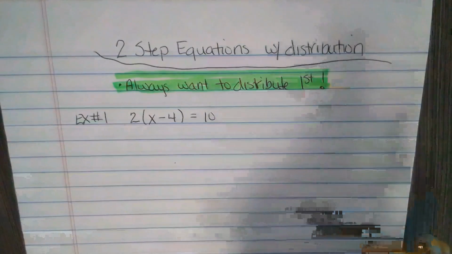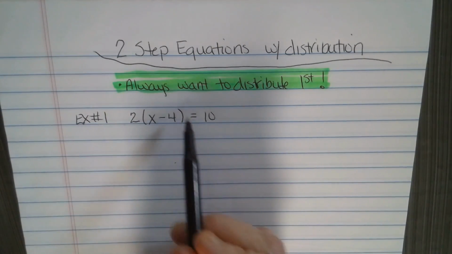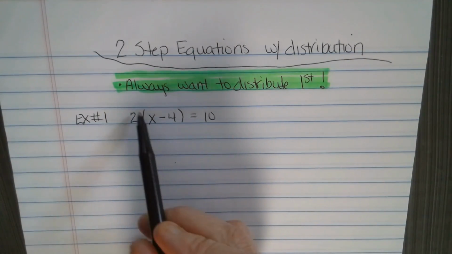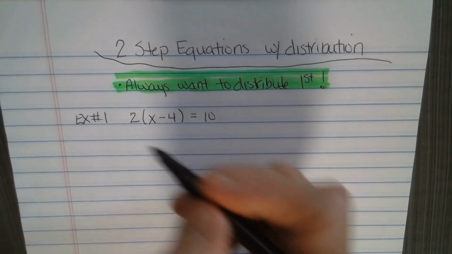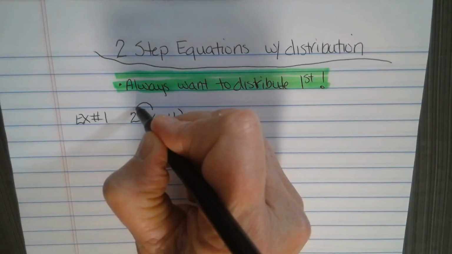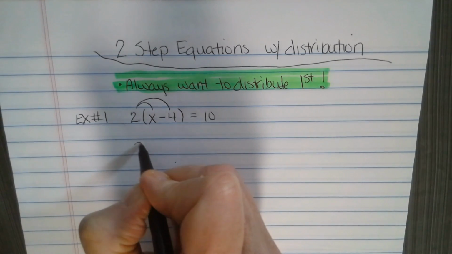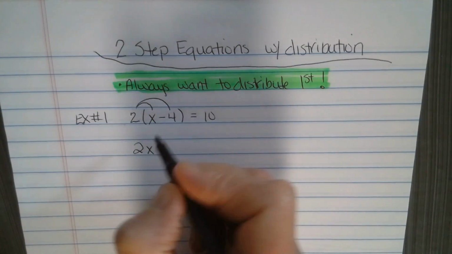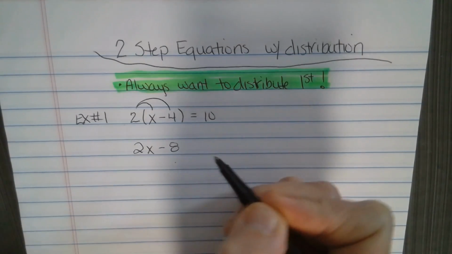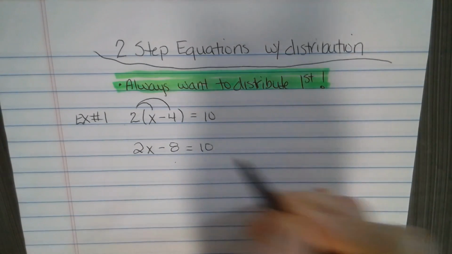All right. So obviously this signals distribution. We've got those parentheses and we've got a number right outside the parenthesis that has no operation before the parenthesis. So we are going to distribute, and remember distribute means multiply, so we're going to distribute the 2 times the x and we get 2x. Then we're going to distribute the 2 times the -4 and we're going to get -8. Bring down the equals and bring down the 10.